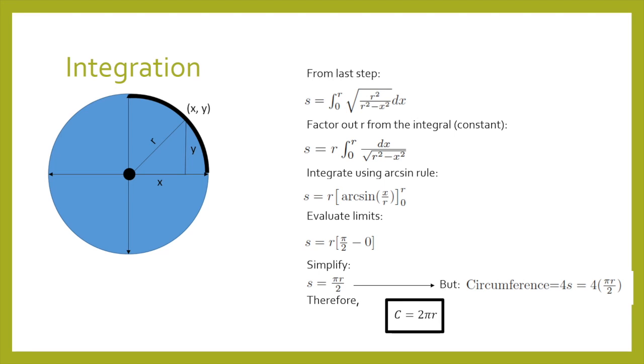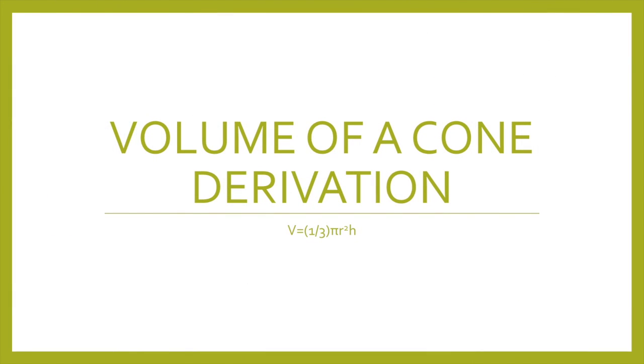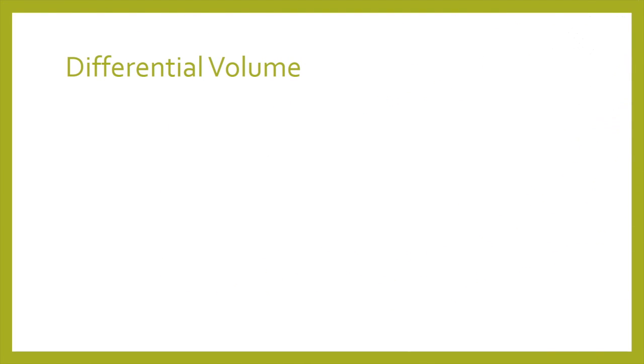Now, we're going to derive the volume of a cone formula, which is shown right here. The volume equals 1/3 times pi r squared times the height of the cone. Alright, so first we can't really start finding out the volume of a cone until we find our differential volume.